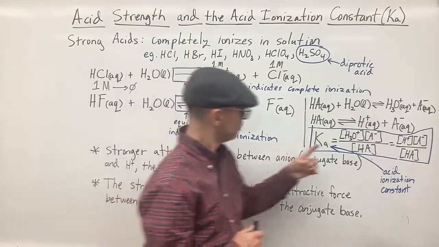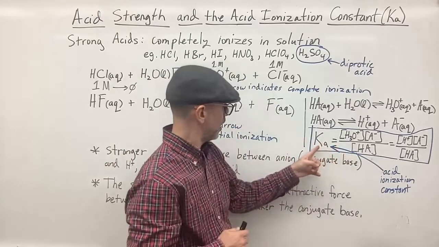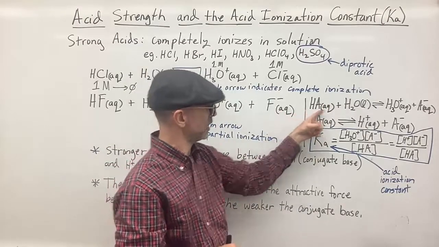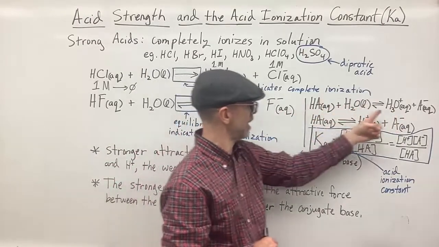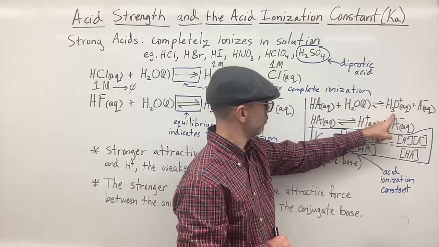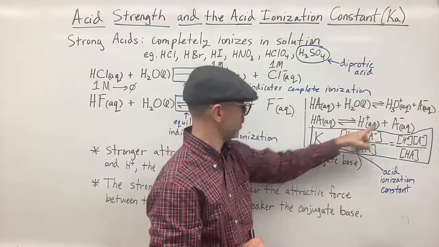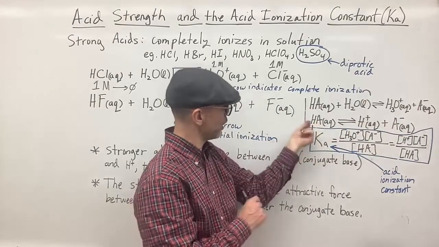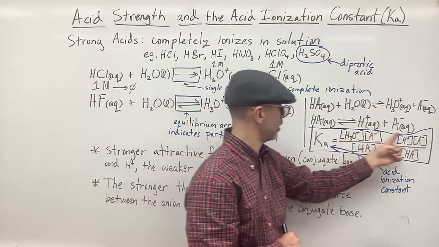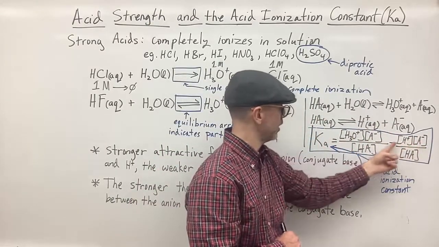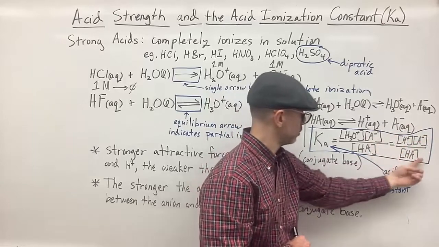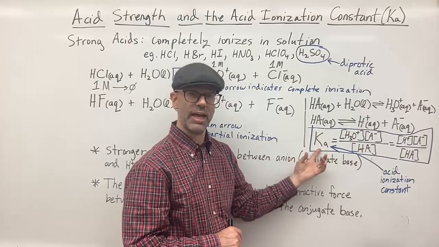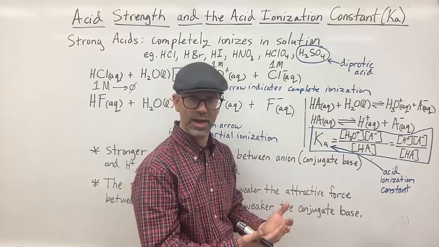So remember, if you have a strong acid, strong acids are going to ionize completely all the way over here. So the only thing left is the concentration of H3O plus and A minus, or H plus and the negative anion. You're going to have 0 of this, or very, very tiny. So that means if you plug H plus and A minus in, these are going to be very large, and this is going to be very small. So your Ka value should be very large. So if you get a large Ka value, that indicates that you have a strong acid.